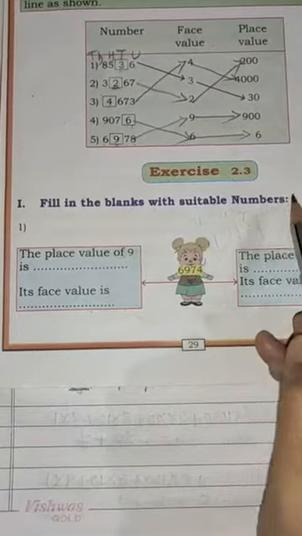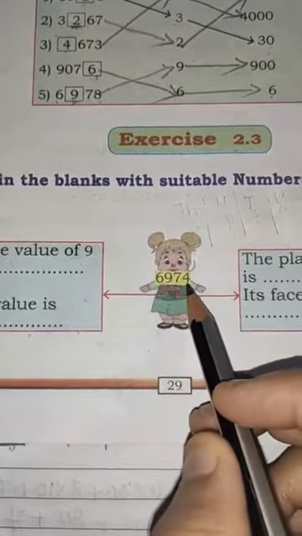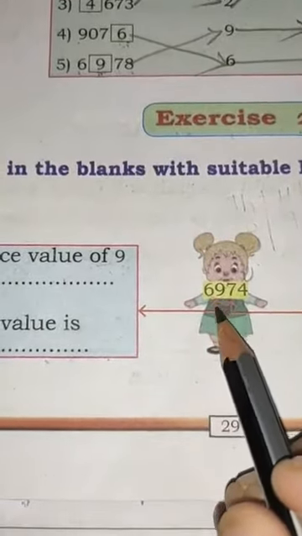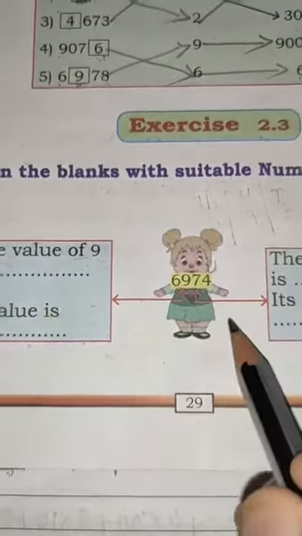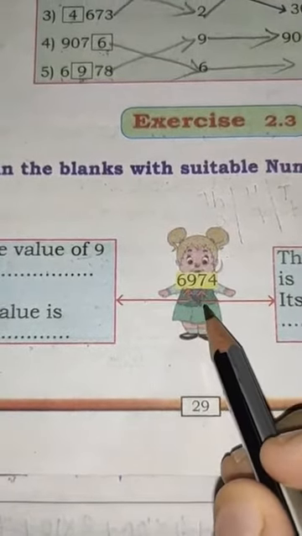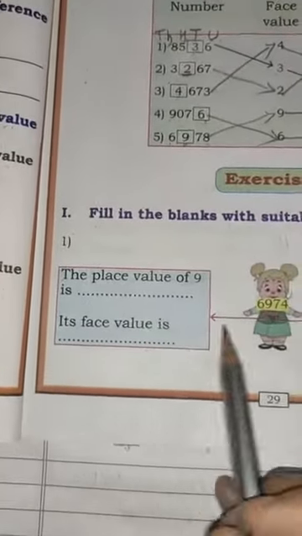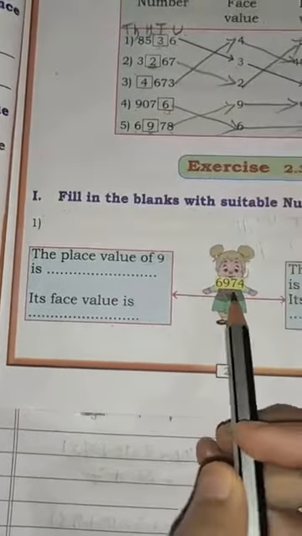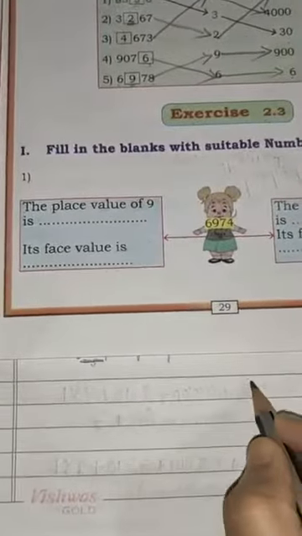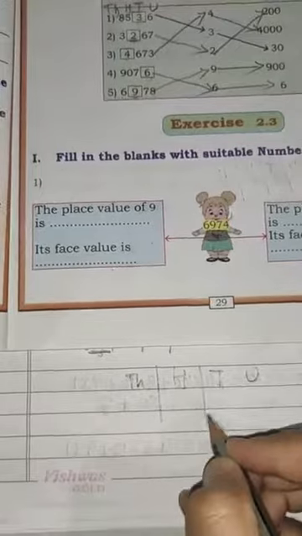Table numbers. Here children, can you see this number? 6974. Can you see here? This 9 number, it is marked here. Yes, and here this number, the 7 number, it is marked here, this side, right? Okay. So here, let us arrange this number into the place value chart first. Unit, 10, 100 and 1000, right?